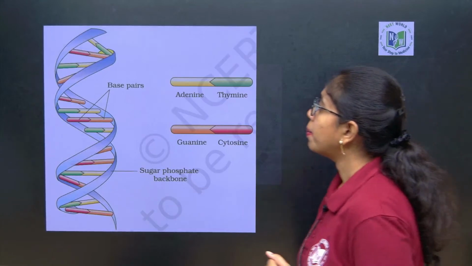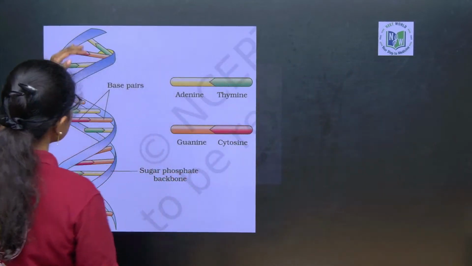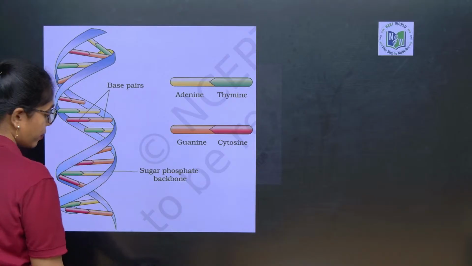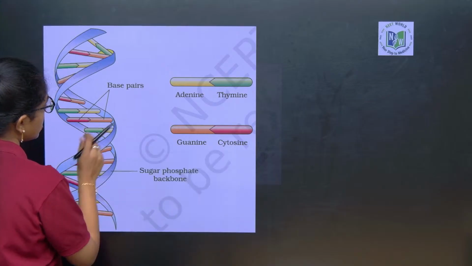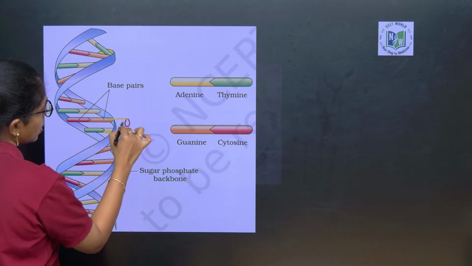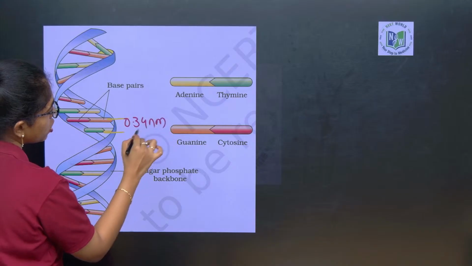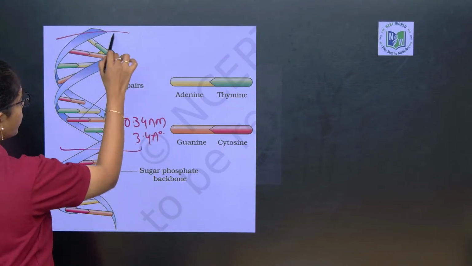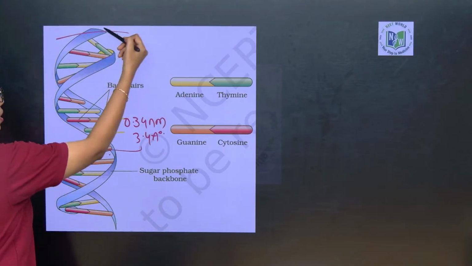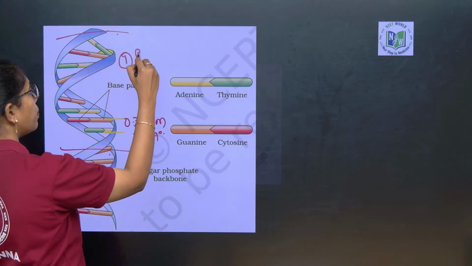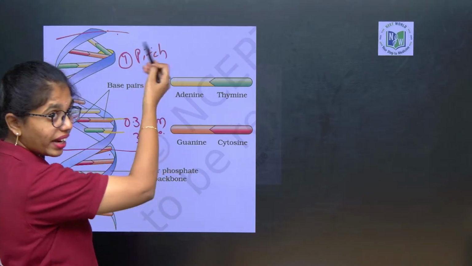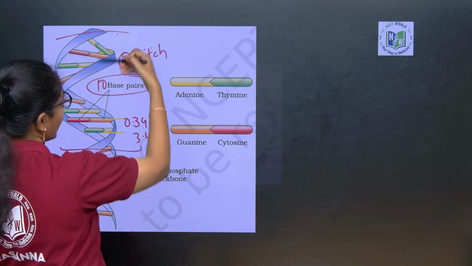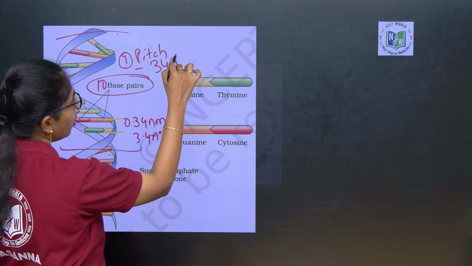And then base pairs. Here this is the double helical structure of the DNA. The distance between two base pairs is 0.34 nanometers or 3.4 angstroms. This one turn, from here to here, is called one pitch. One pitch or one turn of DNA will have 10 base pairs, and the length is 34 angstroms.